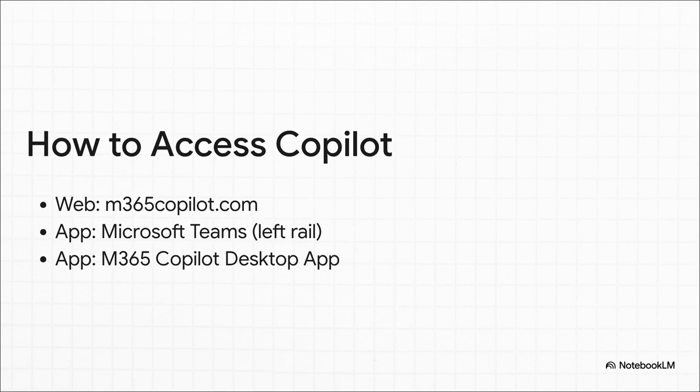You can get to it a few different ways. You can log in on the web, or you can find it right there on the left rail inside Microsoft Teams, or you can even use the dedicated desktop app. Once you're in, what you're looking for is that little option that says Create Agent.